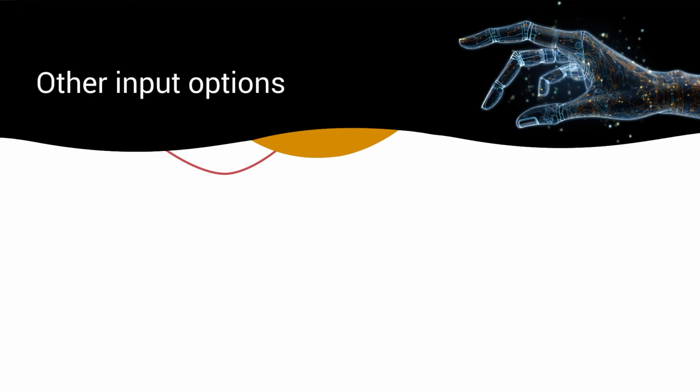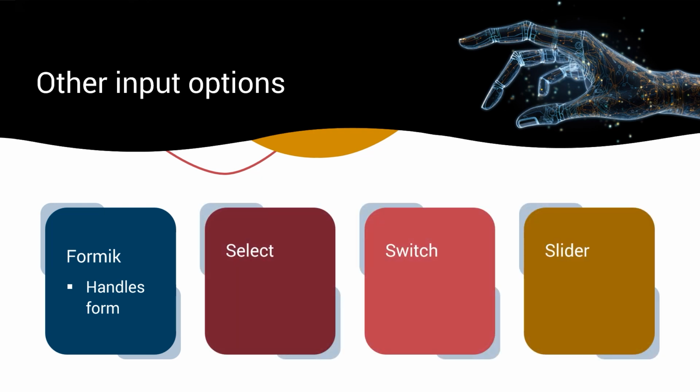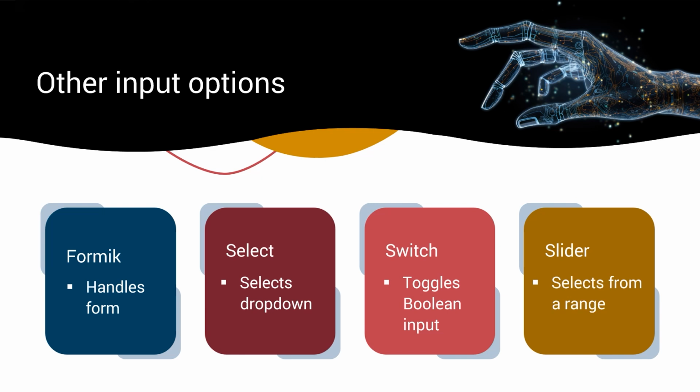There are also third-party libraries available to handle forms, such as Formik. The other forms of input available in React Native include Select, Switch, and Slider, but they are not limited to these. Select is used for drop-down selections, like the select box in web forms. The switch is a toggle switch that is often used for Boolean input, such as on or off. The slider is a component for selecting a value from a range, like a volume control.